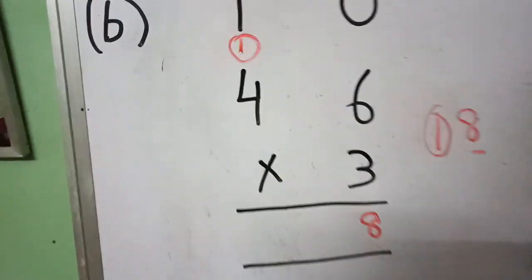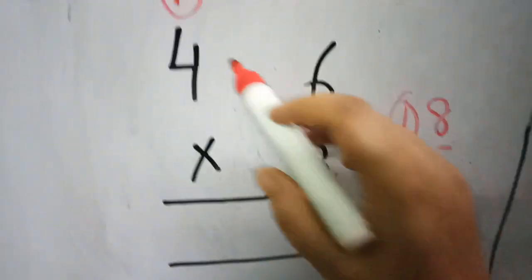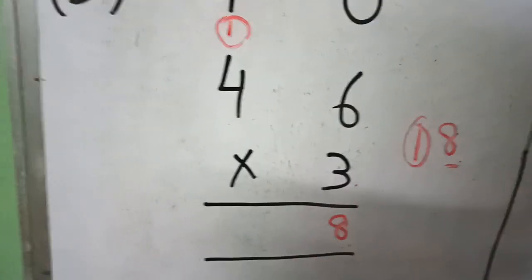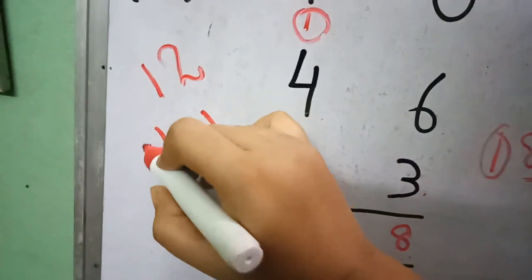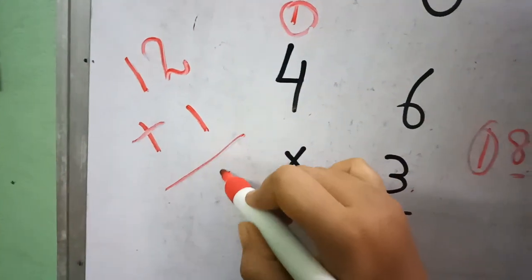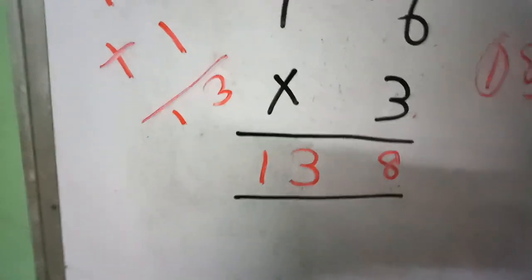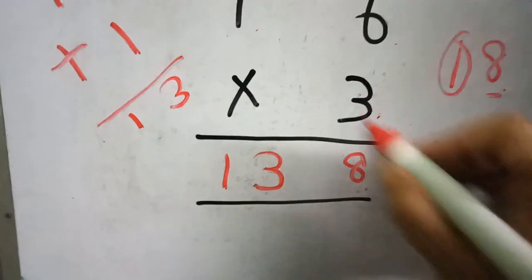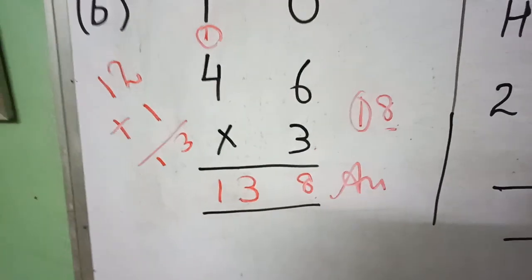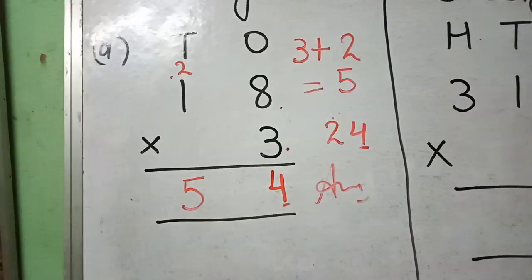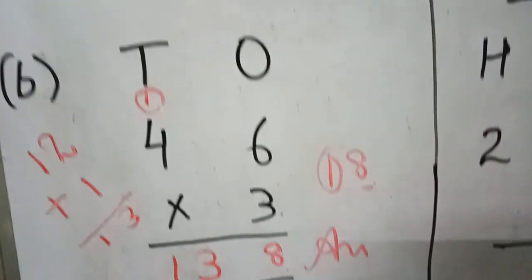So you can see what we have done here. 3 6s are 18, 8 here and 1 as carry here. 3 4s are 12, and 12 plus 1, we add. 2 and 1 is 3, and 1, it becomes 13. So here will be 13. So this is the product of 46 into 3. 46 multiplied by 3, right? This is your 2-digit number example.